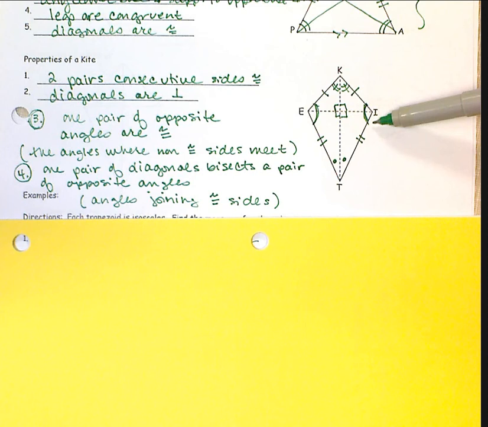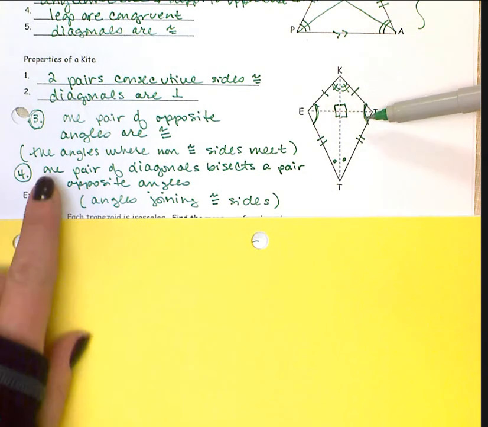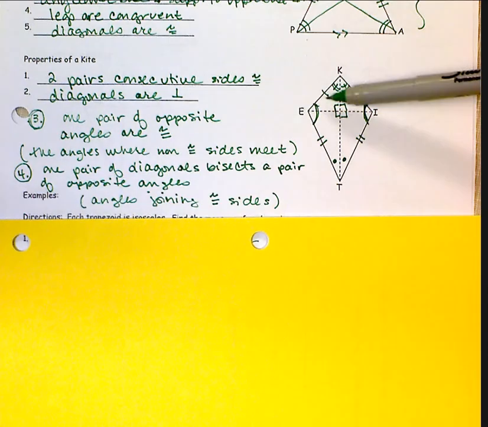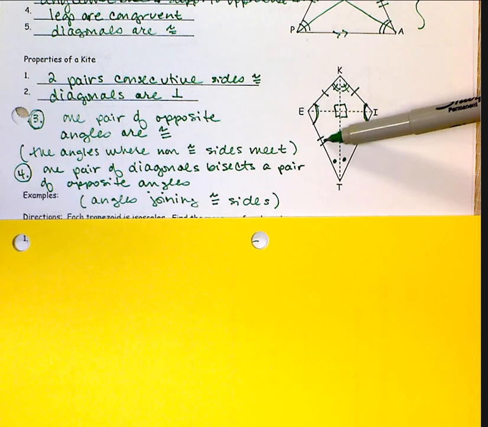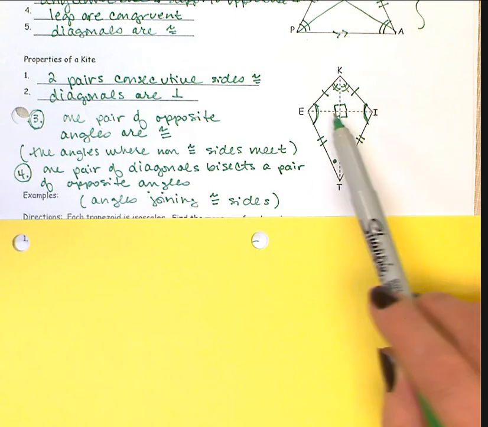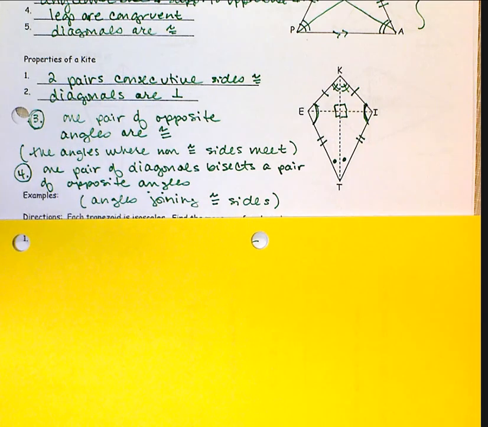A kite has one pair of opposite angles congruent, and the pair that's congruent are going to be the angles where the non-congruent sides meet. So meaning this side and this long guy, these two are non-congruent, so where those two meet, these are the congruent angles. And what's unique about the angles joining the two congruent sides is that they are bisected.